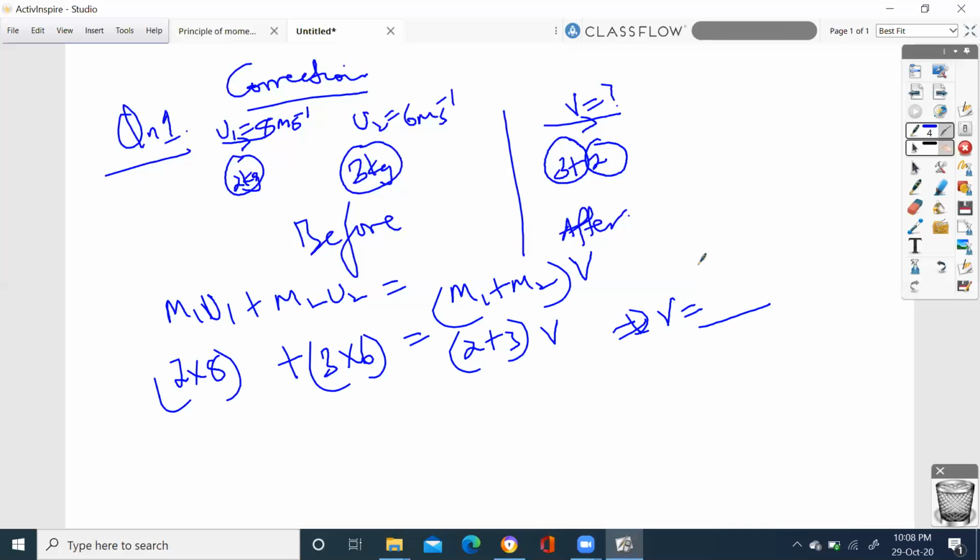Okay, let me check. 2 times 8 plus 18, divided by 5, it's 6.8 meters per second. Correct. 6.8 meters per second. So after having done this, we get the total kinetic energy, total kinetic energy before.